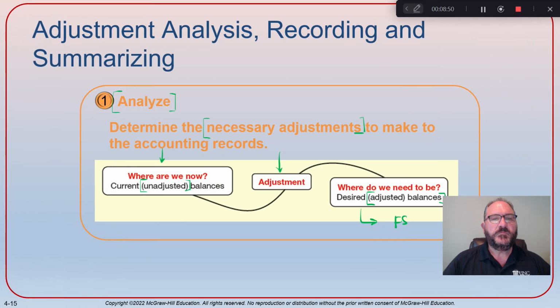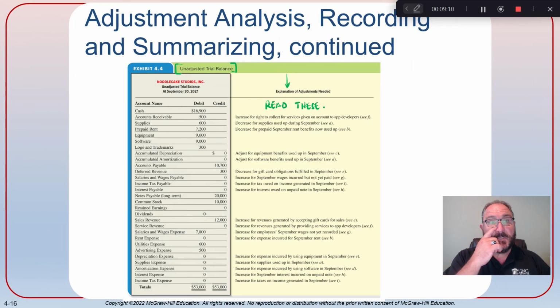Okay? All right. So you have to determine what the adjustments are. So basically, where are we now? We have unadjusted balances. Then we make adjustments, and we make them based on where we need to be. How do we need to make it correct for the financial statements? Okay. So notice here, this is an unadjusted trial balance. So this is before. Notice the name of the company, unadjusted trial balance, point in time, right? So, for example, we need to decrease for supplies used up in December, decrease for prepaid rent used up, right?